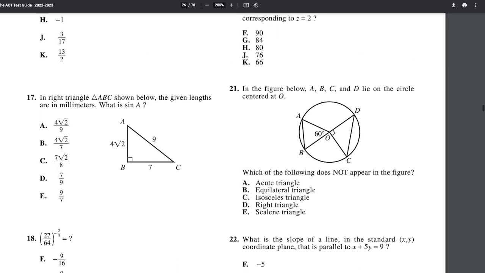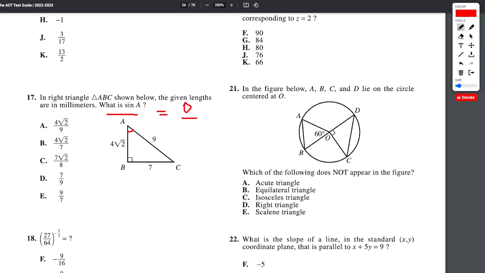Alright, 17. In right triangle ABC, shown below, the given lengths are in millimeters. What is sine A? Anyway, that's fine. Sine A, this is angle A. So remember, sine is opposite over hypotenuse. Remember SOHCAHTOA or basic trig. The opposite would be 7. The hypotenuse is this length right over here, 9. The hypotenuse is always opposite of the right angle. It's always the largest side of a triangle. Just remember that. 7 over 9. 17 is D.